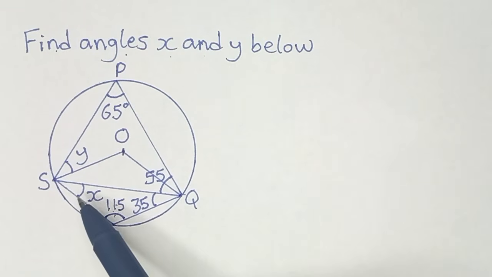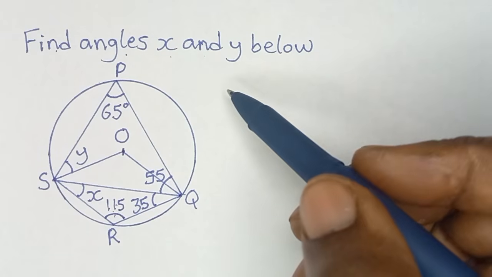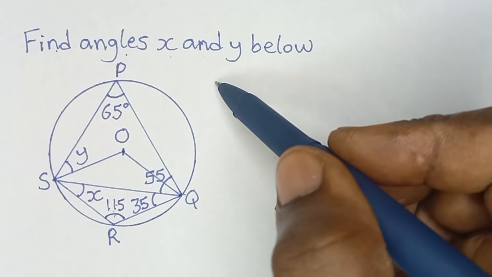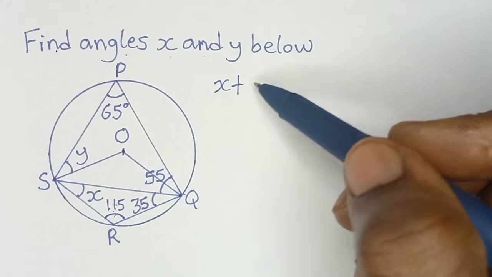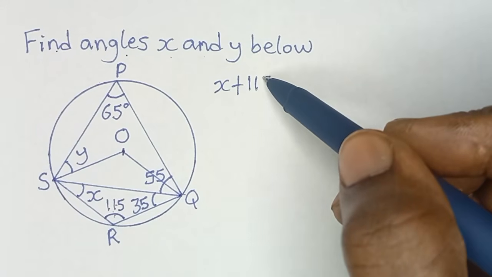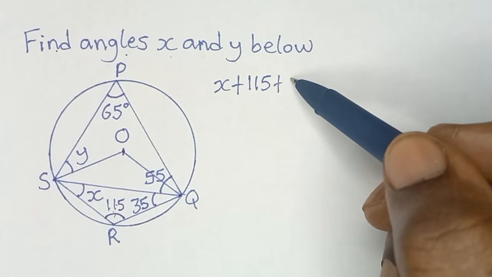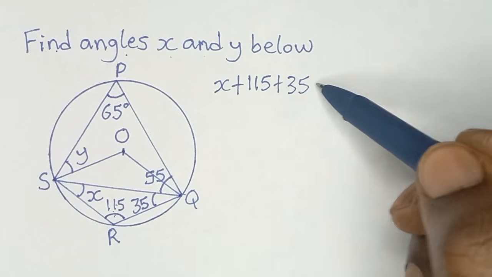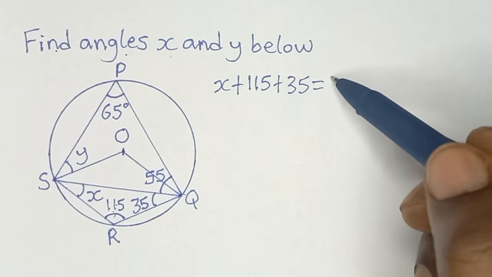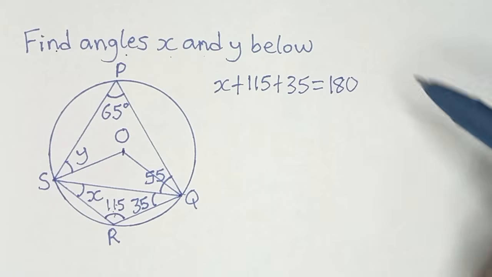So now we can find the value of angle X, because we know that in a triangle, the sum of angles in the triangle add up to 180. So X plus 115 plus 35, that is this angle here, all together sum up to 180. Sum of angles in a triangle is 180.